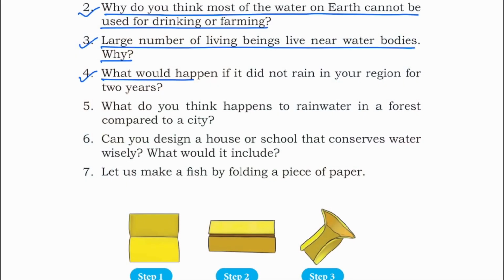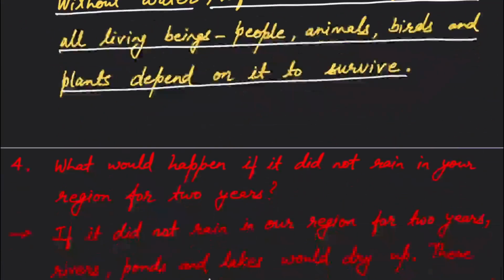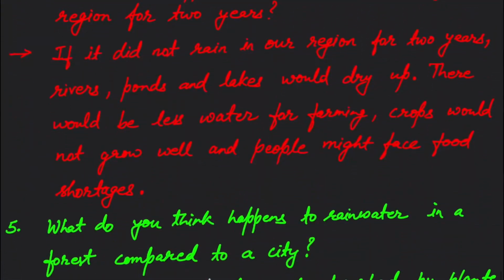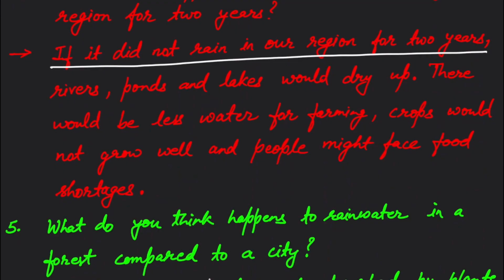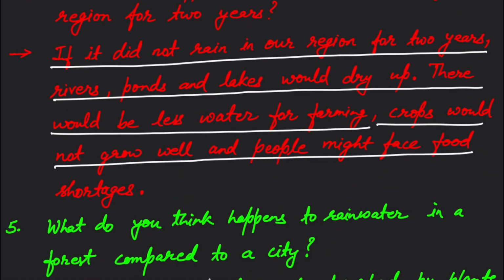4. What would happen if it did not rain in your region for 2 years? If it did not rain in our region for 2 years, rivers, ponds, and lakes would dry up. There would be less water for farming, crops would not grow well, and people might face food shortages.